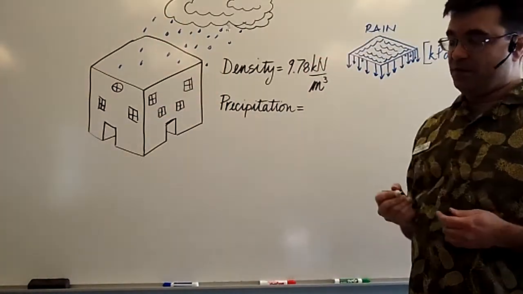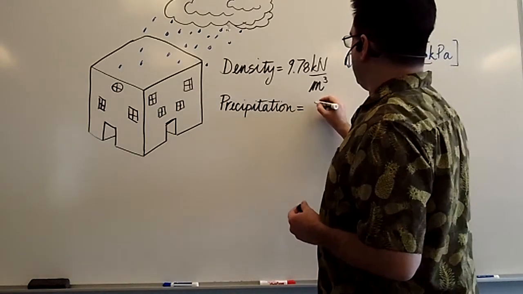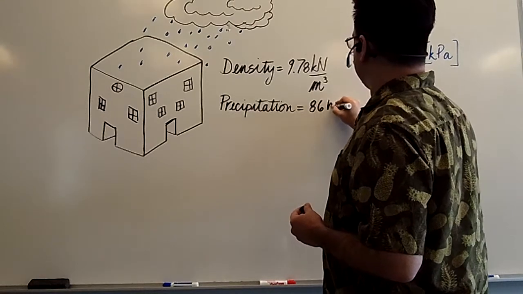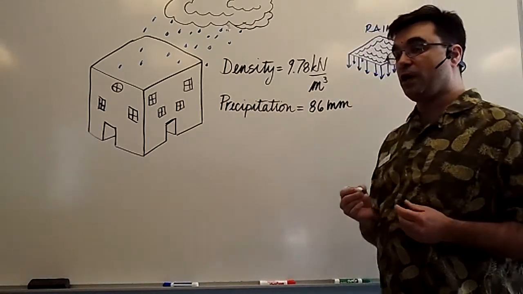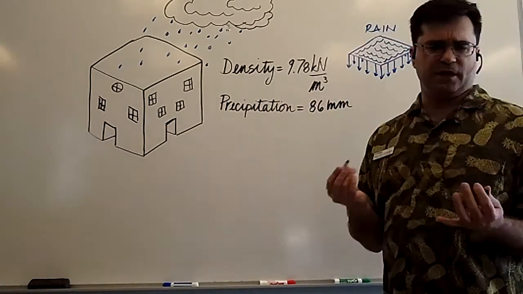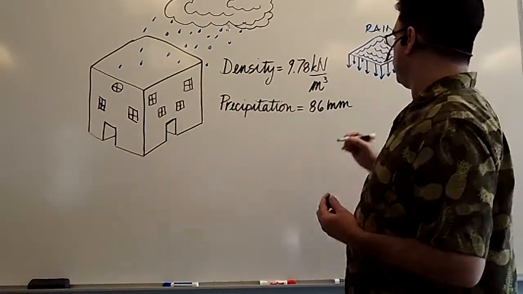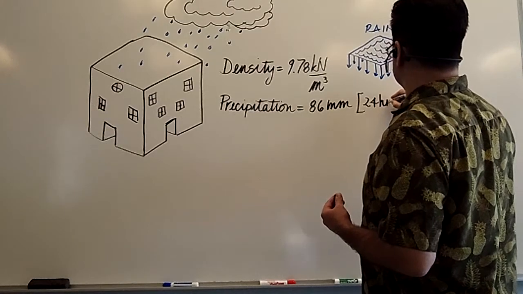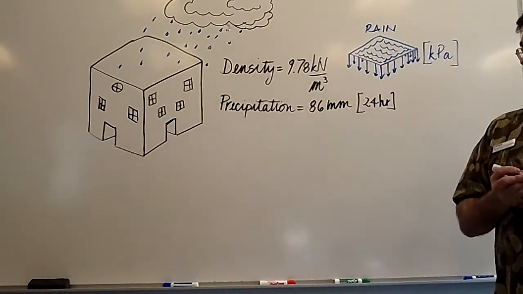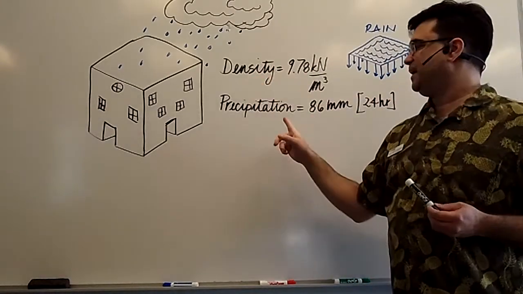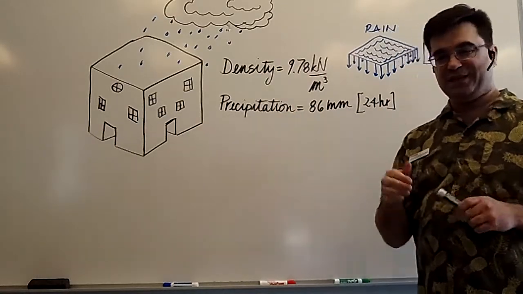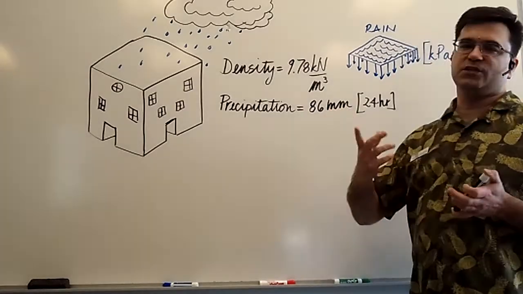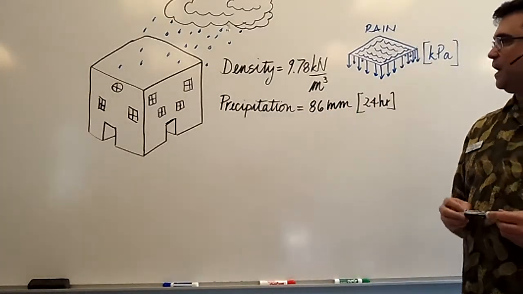So for Ottawa, if you go check this out, you get 86 millimeters for 24-hour precipitation, because that's what we're going to pick for this. We're picking the 24-hour precipitation. Okay? So now that you have the density of rain and the expected precipitation, this is the one that you usually hear on the news or in weather bulletins. In our case, we're picking 86 millimeters for 24 hours.